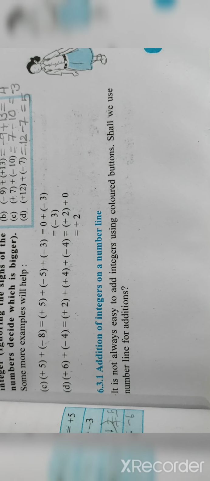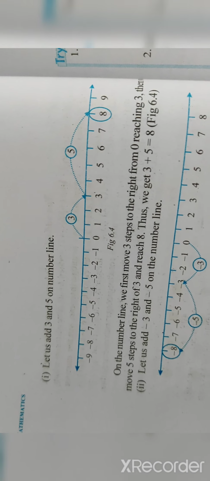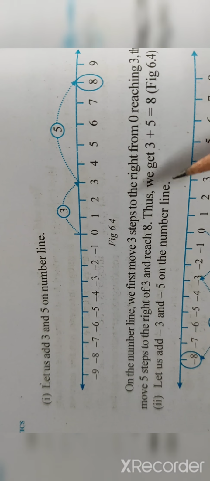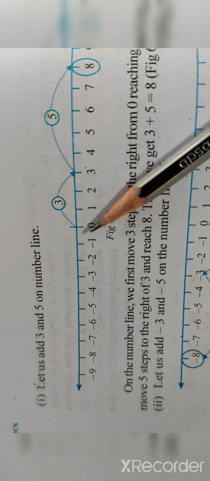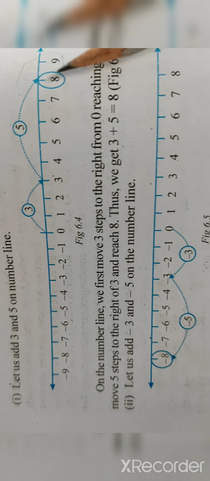Now see here, addition of integers on number line. It is not always easy to add integers using colored buttons. Shall we use number line for additions? Let's see on the next page. Let us add 3 and 5 on number line. See here, first 3, so 0 to 3, then 5, so answer is 8.